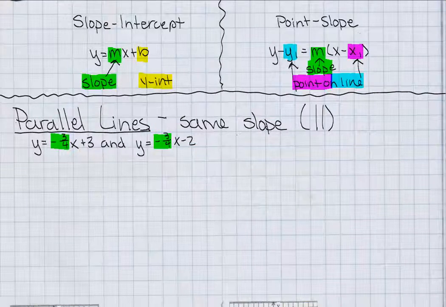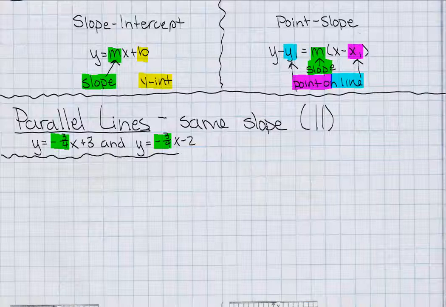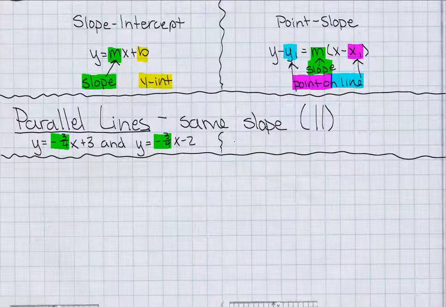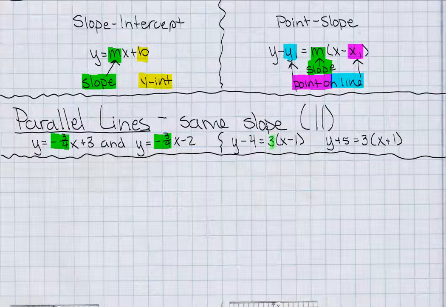Another example would be if you used point-slope form. So y minus, I don't know, let's use 4, is equal to 3x minus 1. I'm just picking numbers, honestly. And that would be parallel to y minus, let's do plus 5, is equal to, and 3 is what's important, x plus 1. So what's important is that 3 and 3, they're the same, so they have the same slope.